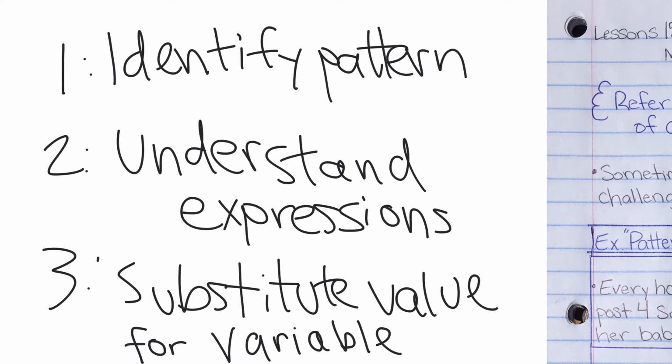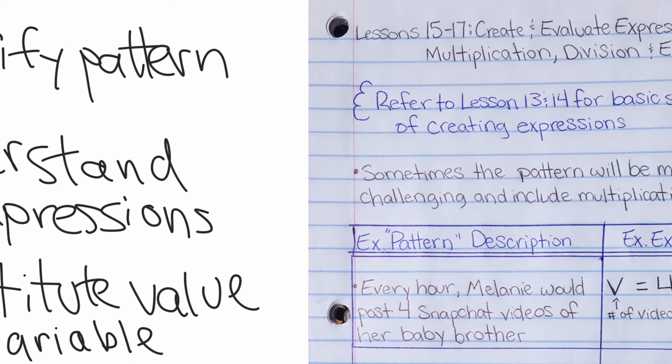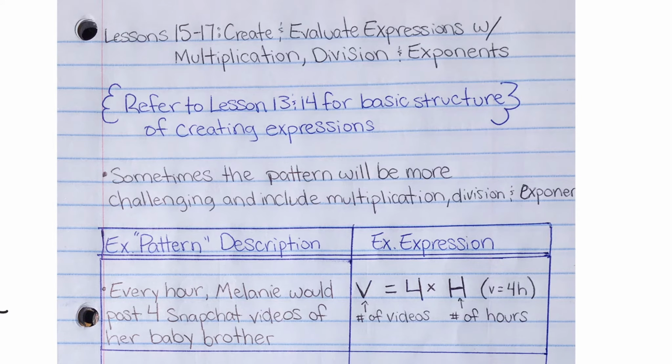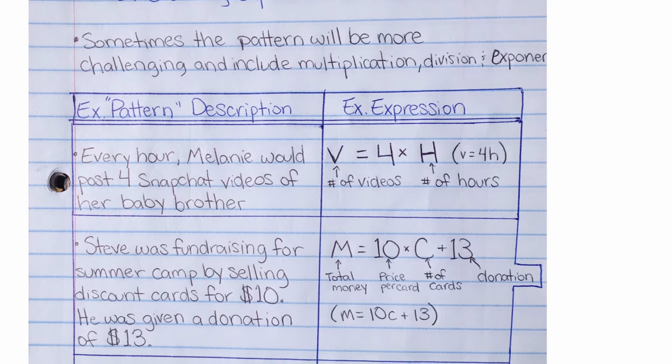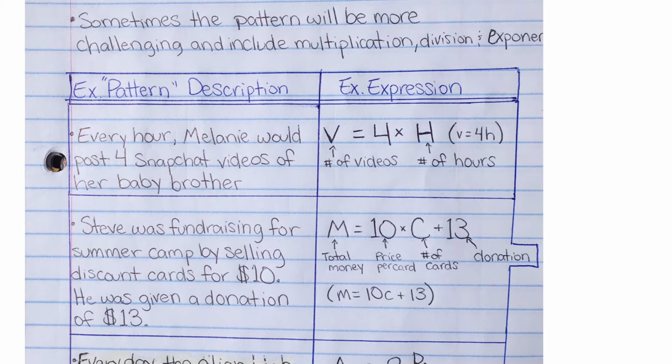Okay, if you need a refresher, you can go back and watch that video and check out those notes. However, we're going to jump back in to our lesson currently. So, the only difference from the last lesson is that sometimes the pattern will be more challenging and include multiplication, division, or exponents. So let's take a look at a few examples here. We've got our table in the middle of the page that will give us an example pattern description, so that'll give us kind of our story problem where we pick out the pattern, and then the example of what that expression will look like written as a math problem.